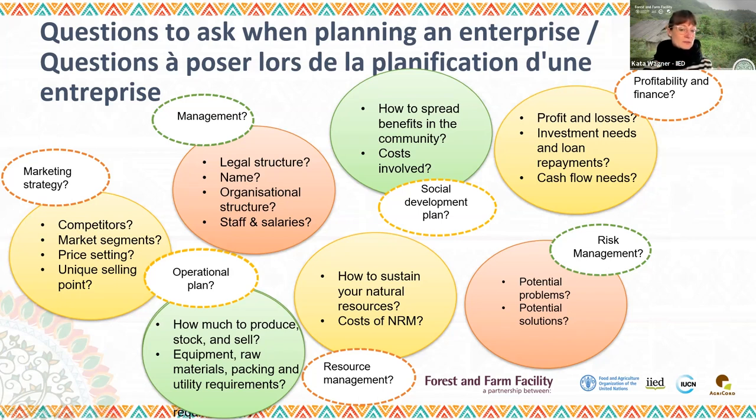And then you will have the resource management plan or the resource strategy. What will you do to sustain your resources and what costs will this incur? There's also the social development plan, which is really important. So what will you do to provide social benefits to the communities and at what costs to the enterprise will you conduct these activities? You'll also have, importantly, a risk management plan. So what could be potential problems in the five areas of enterprise development and what are potential solutions for those?